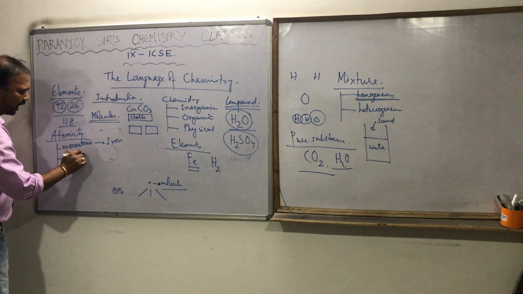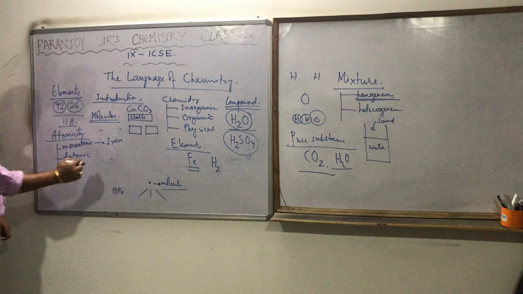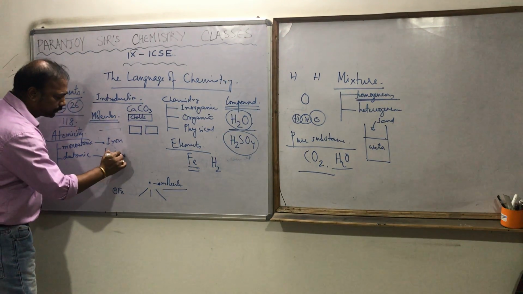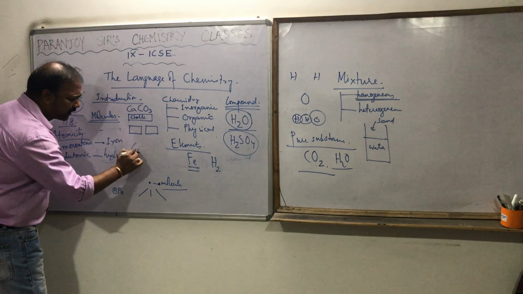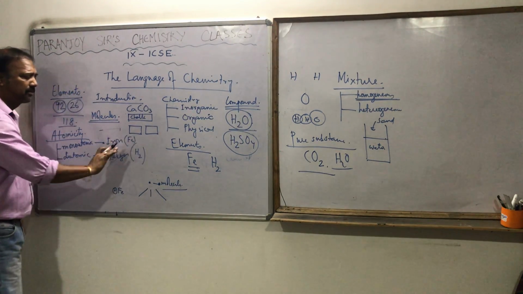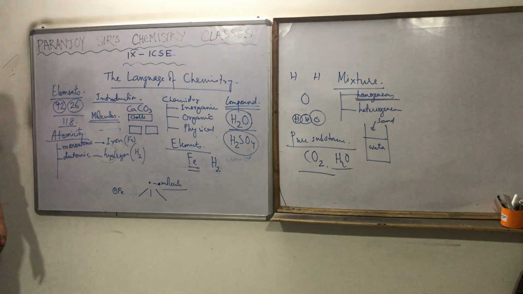Diatomic means the element is present in two atoms, but obviously the same atom. For example, hydrogen. It is present as two atoms. Iron is present as one atom. Hydrogen is present as two atoms. So that is why it is called diatomic.